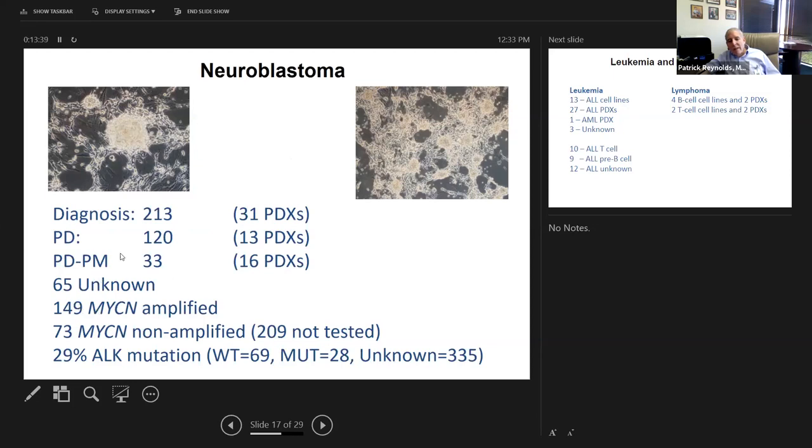149 of the lines, and this is a mixture of PDXs and cell lines, are MYCN amplified, 73 are non-amplified. We got 209 yet to test. 29% of these have ALK mutations. Most of this data is from ALSF, who ran a lot of these. Some of this is from David Wheeler's lab, where we've got 69 that are known to be wild type and 28 are known to be mutant. And then we have yet to test the rest. There's 335 that we will be testing.